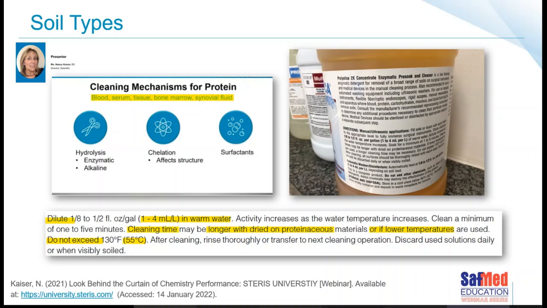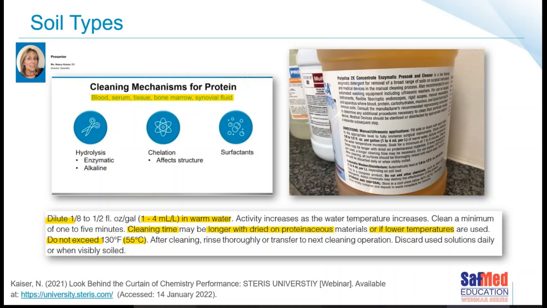the actual instructions for use for this particular chemistry. Over here it says dilute 1 to 4 moles of chemistry in warm water. It goes on to explain that the activity increases as the water temperature increases. Clean for a minimum of 1 to 5 minutes. The cleaning time may be longer if the proteinase material is dried on, or if the water temperature is lower.